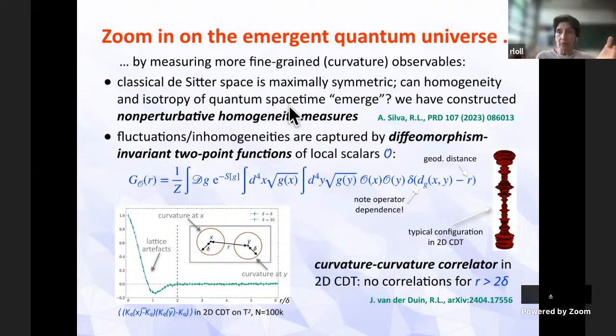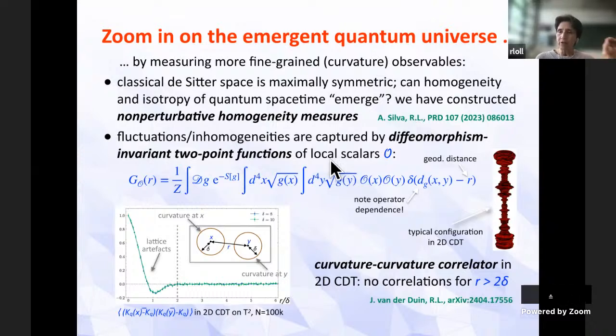It has the shape of a de Sitter thing, but underneath are all these quantum fluctuations. So you have to come up with a way to quantify. You want to be able to say that at a certain coarse-grained scale, thinking of that as a homogeneous space is a good approximation. But you need a diffeomorphism-invariant, nonperturbative homogeneity measure in order to do that. And we've developed a prototype in 2D.